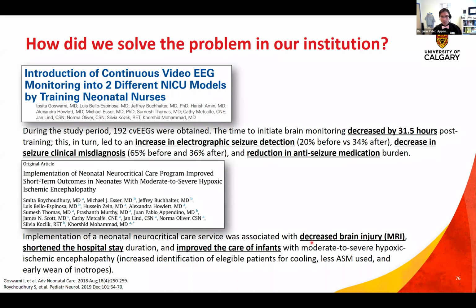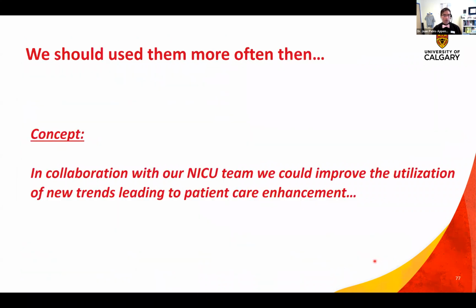And even more, we were able to recognize patients that needed to go to hypothermia and put the EEG on. And with that, there was a decrease in brain MRI injury, which they measure in the serial MRI. We have a protocol here that we do the MRI at 3 to 5 days of life, and we can look at the brain injury. So in collaboration with our NICU team, we could improve the utilization of new trends leading to patient care enhancement.